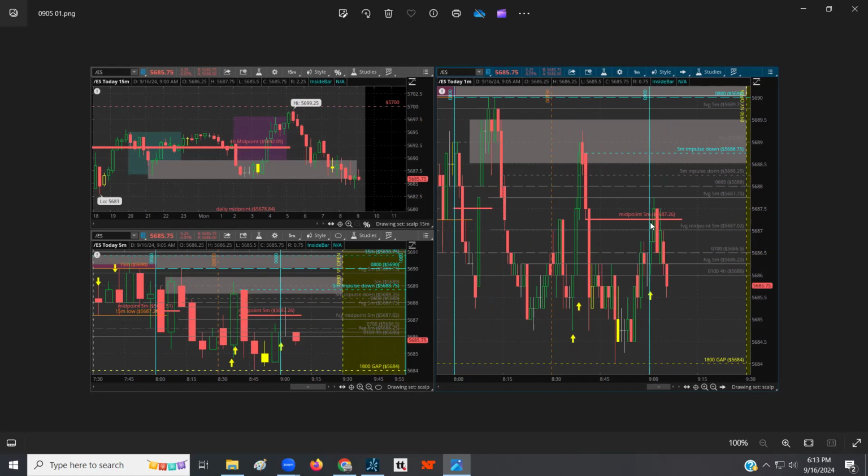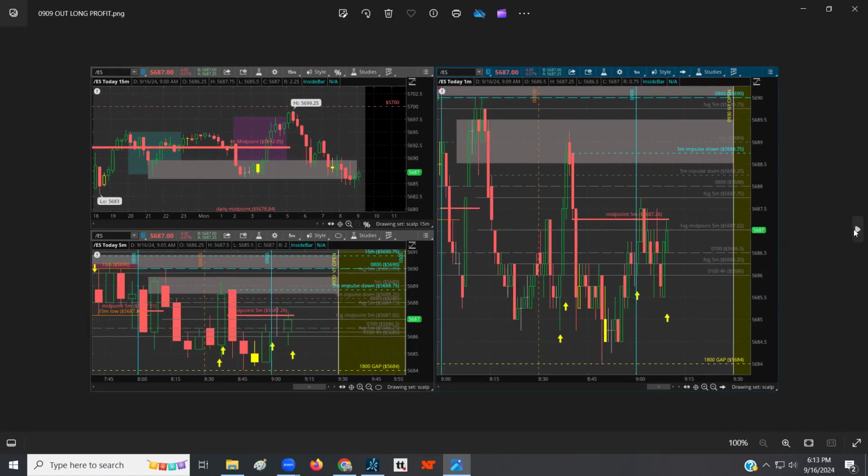Went up, tested that 5-minute midpoint, which is right here. And then shot back up, and I'm out of the trade for profit. I moved my target down. Yep, I didn't get out at the high. I moved it out, and I took profit, very small, still took a profit. And then this yellow line within New York, 9:30 a.m.